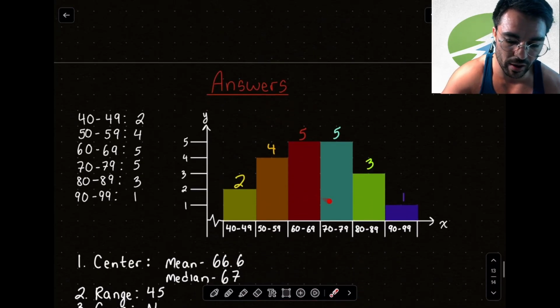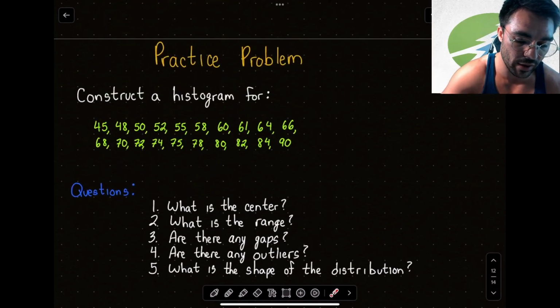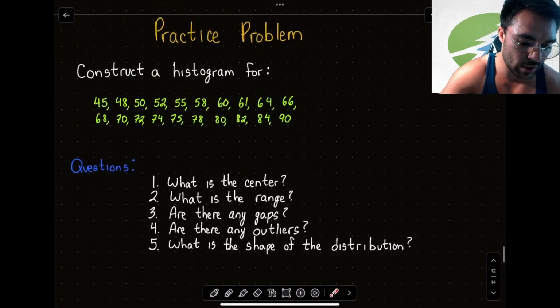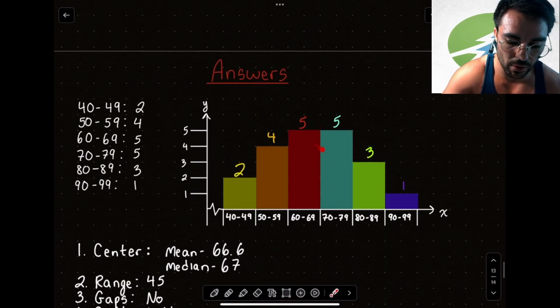So our histogram should look something like this. First off, don't forget the break here. Our lowest value is 45 and the highest is 90, but our bins are 40 through 49 up to 90 through 99. We have a frequency of 2 in the first bin, 4 in the second, 5, 5, 3, and 1. And again, 2 40s, 1, 2, 3, 4 50s, 1, 2, 3, 4, 5 60s, 1, 2, 3, 4, 5 70s, 3 80s, and 1 90, as here. Crafted as a bar graph as such.